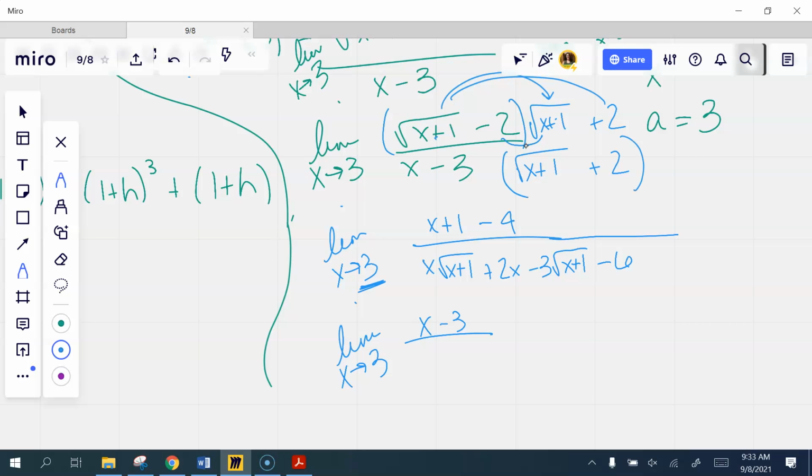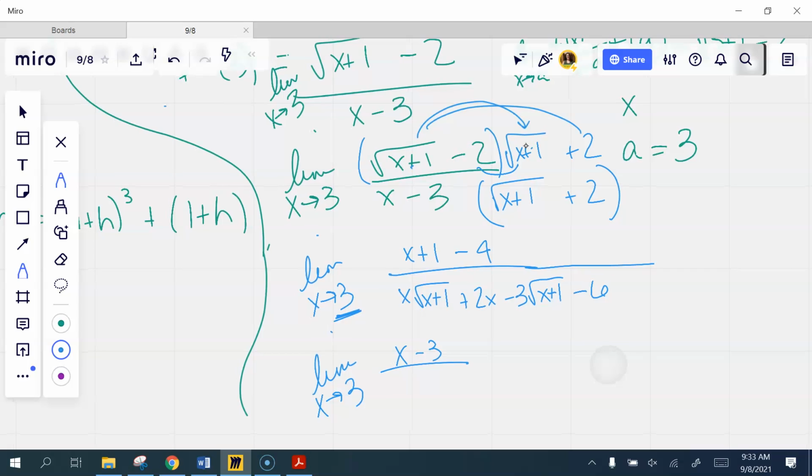Look, whenever we get here, if I don't FOIL that out on the bottom, okay? So let's leave that bottom.